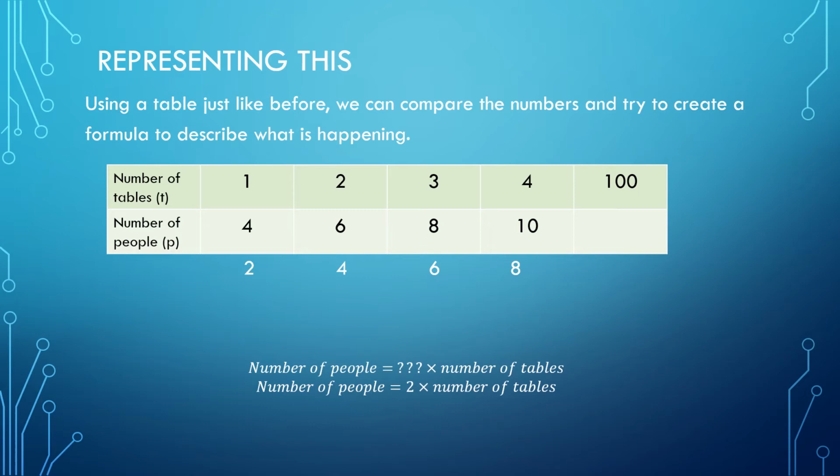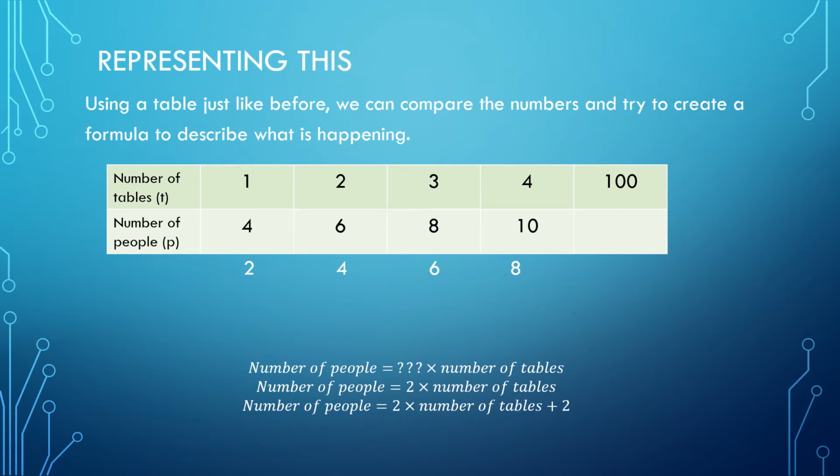I add 2. Looking at the next one, how do I go from 4 to 6? I add 2. Looking at the third column, how do I go from the 6 that I'm currently getting up to 8? I add on 2. The fourth column, 8 to 10. I add on 2. And so what we find is that number of people is equal to 2 times the number of tables, add 2. That's the formula that we are working from this time. It's close to the ones that we looked at last time, but with just this extra bit added on.